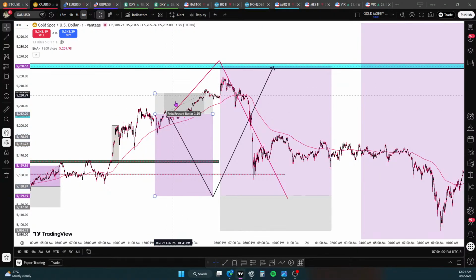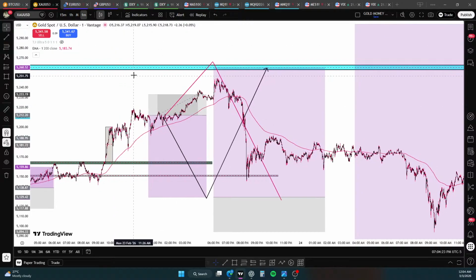Like this one, fair enough, but I already had this red line here. I suppose the whole point of this is to align your orders with your analysis and not the other way around. But okay, it doesn't matter.